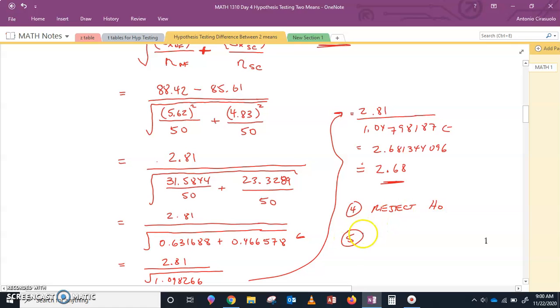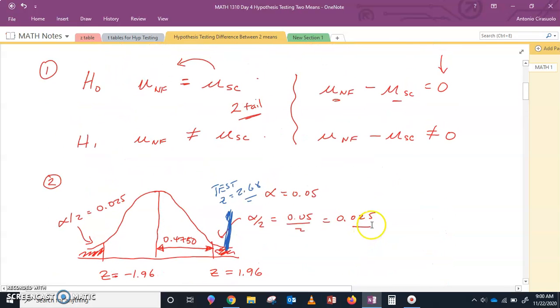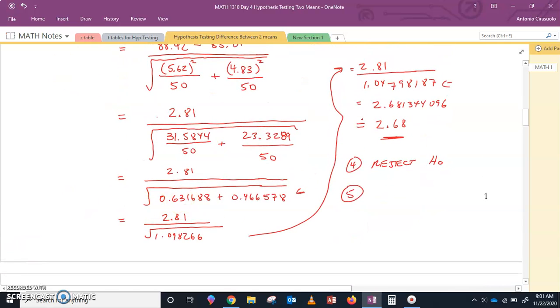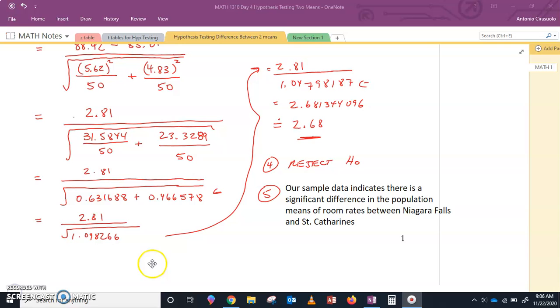And 5th is to say, well, what is it that we found then in the end? Well, since we are rejecting H naught, and in other words, we are not rejecting the alternative, there is enough evidence to say that there is a significant difference between the two means between Niagara Falls and St. Catharines. Alright, so let me state that then. So our final conclusion then is our sample data indicates there is a significant difference in the population means.